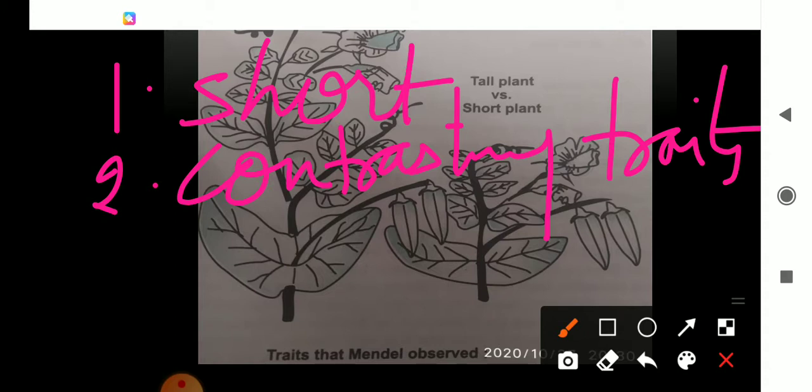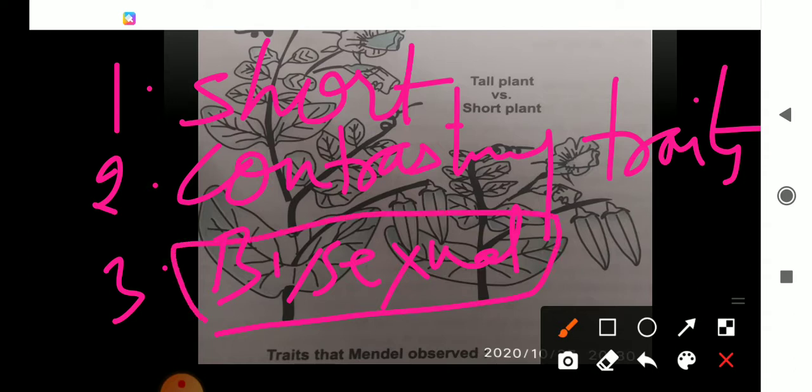Third, it is a bisexual plant, the flowers are bisexual, with maturing of the male and female reproductive organs at the same time, and complete enclosure of the reproductive parts by the petals ensures self pollination. Self pollination helps to maintain the purity of genes.